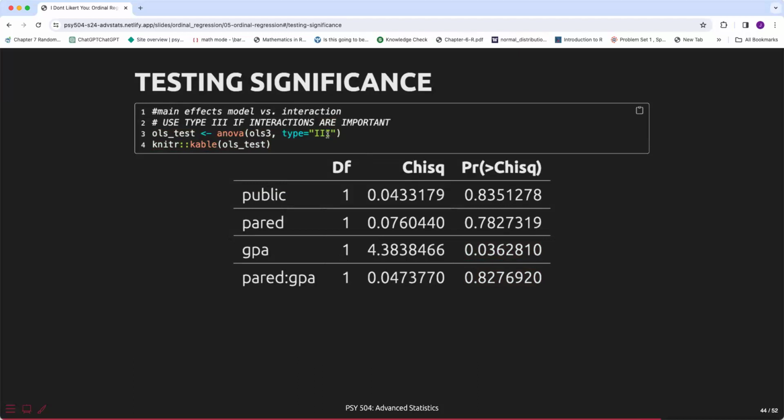And remember, if you're testing interactions, use type 3 sums of squares. So you can set the types here. If you're going to use a main effects model, type 2. Do not use type 1.